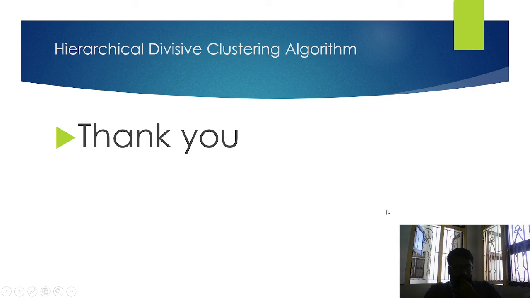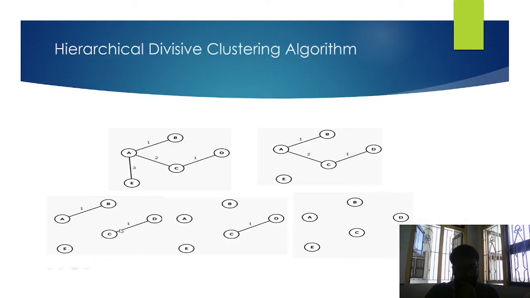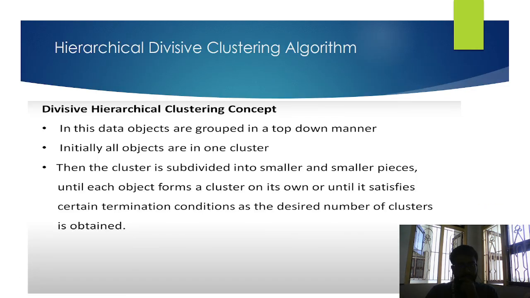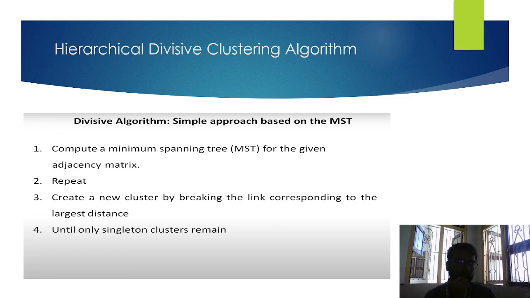So that is the minimum spanning tree based hierarchical divisive clustering algorithm. The hierarchical divisive clustering algorithm is nothing but this: we have the data objects and we have to break them down into clusters. So what we do is form a minimum spanning tree, which is a simple basic approach, and that approach we have discussed in this video. We form a minimum spanning tree and then break down the largest edge. Largest distance means the largest edge in the minimum spanning tree.